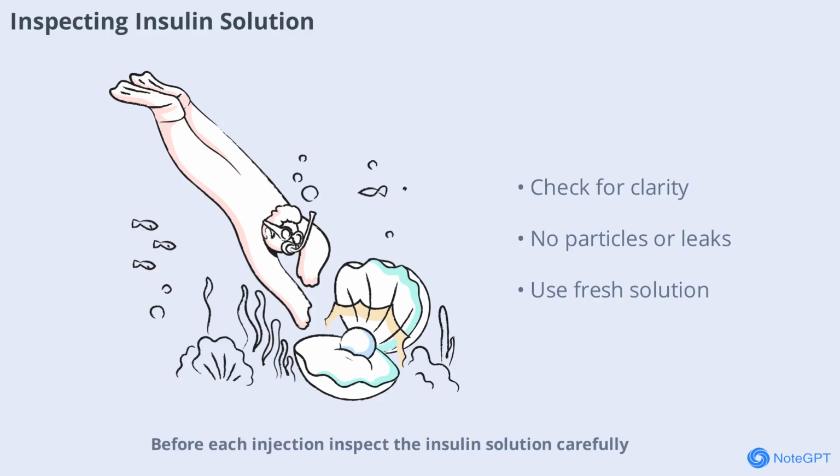Before each injection, inspect the insulin solution carefully. Do not use the insulin if it appears cloudy, has changed color, is leaking, or contains particles. Using compromised insulin can affect its effectiveness and may pose health risks. Always use a fresh, clear solution for each injection.